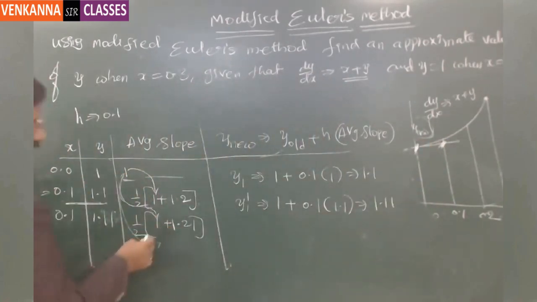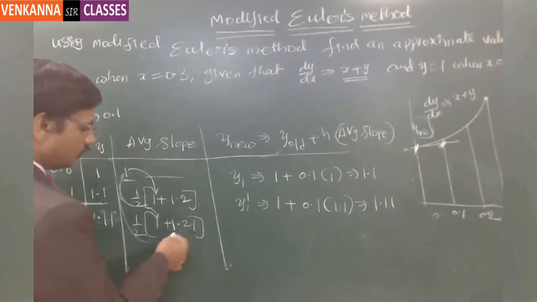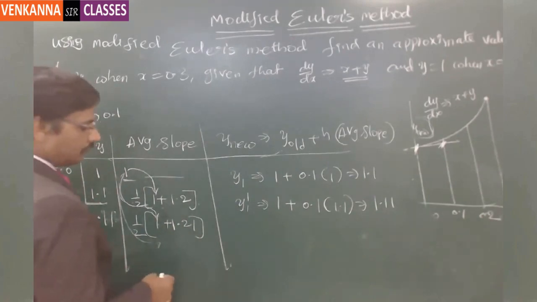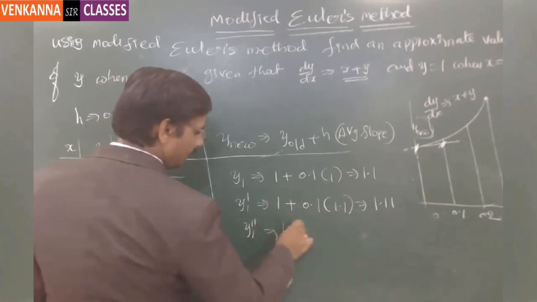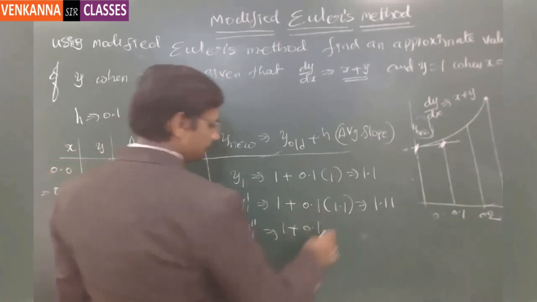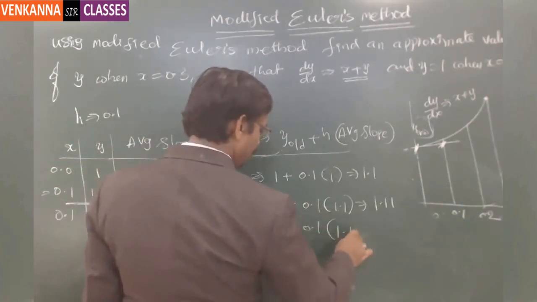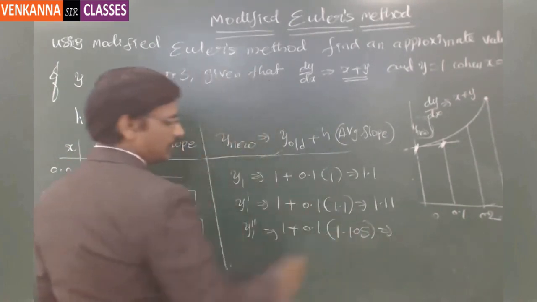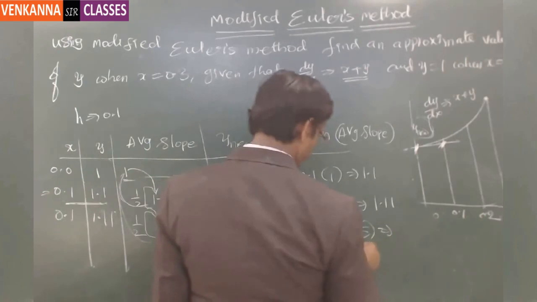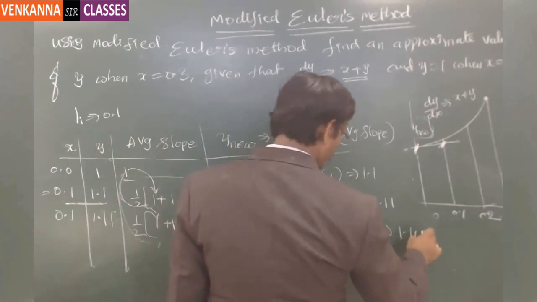So here the average of this is 1 plus 1.21, so this is 2.21 by 2. So 2.21 by 2 is 1.105. So y1 double dash equal to 1 plus 0.1 times of 1.105. So this value you have to calculate, and then here 1.1105.